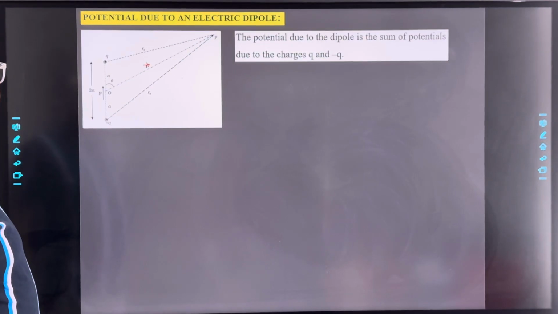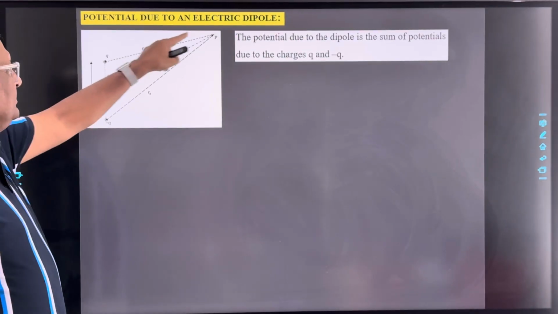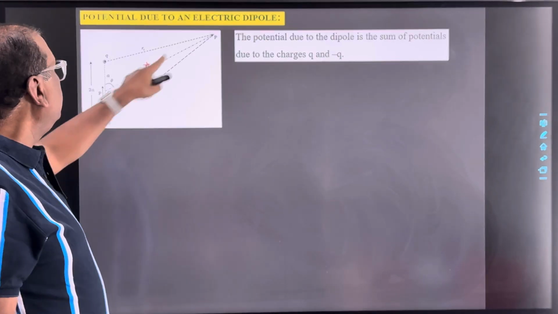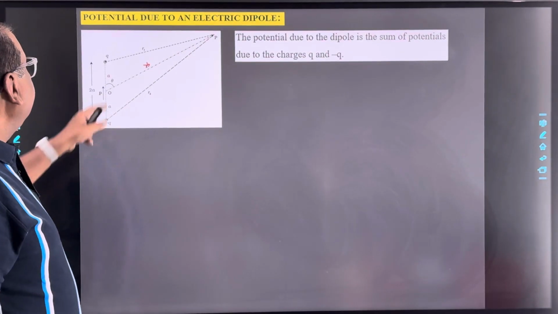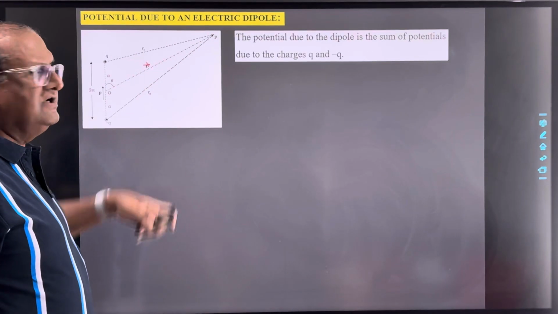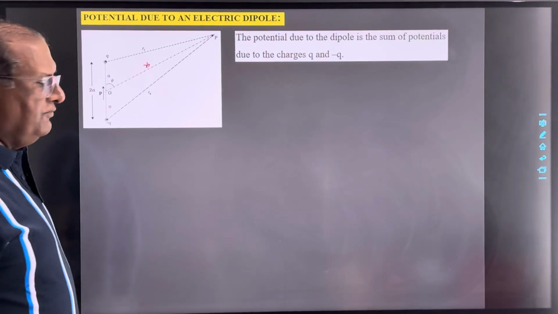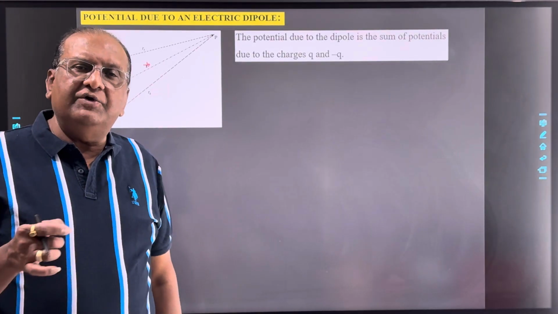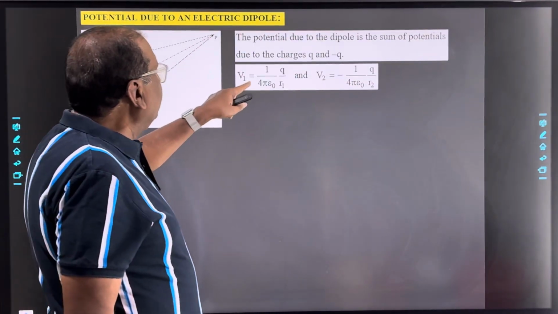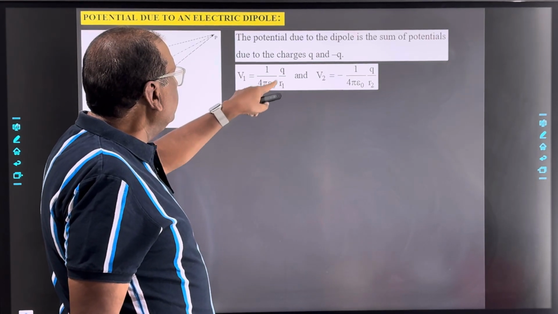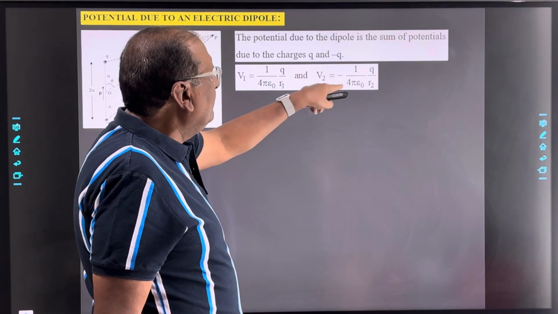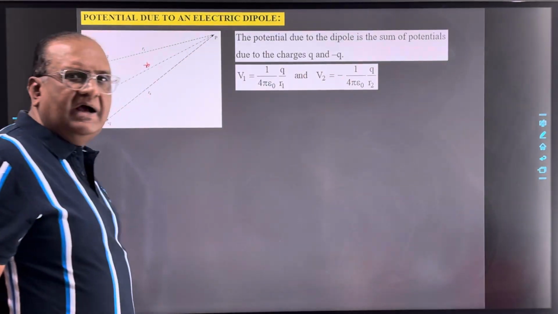So, simple thing. First of all, we have to take the potential at P due to the plus q charge, then the potential at P due to the minus q charge. From plus q, the distance of P is R1, and from minus q, the distance of P is R2. For a point charge, the potential is kq upon r. As per that, we can write V1 as 1 upon 4 pi epsilon 0 q upon R1, and V2, where the charge is negative, as minus 1 upon 4 pi epsilon 0 q upon R2.